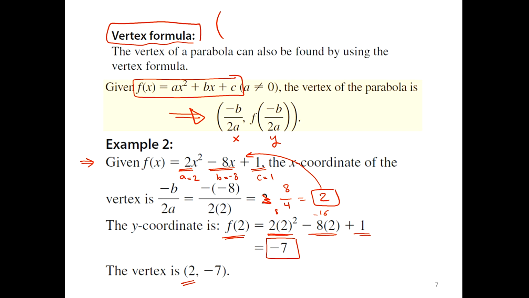So this formula is very important to find the vertex of a quadratic function. Any question?